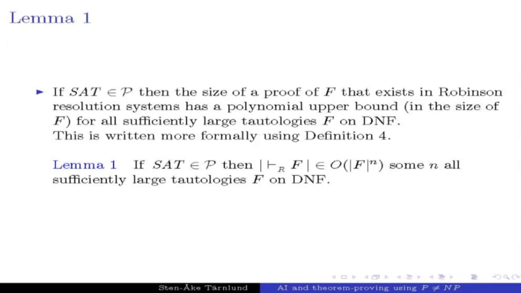Now we come to the essential first result here. And that says, if SAT is in P, then there is a resolution proof of F that is of polynomial size for all sufficiently large tautologies F in DNF. All of a sudden, we are only talking about all sufficiently large.